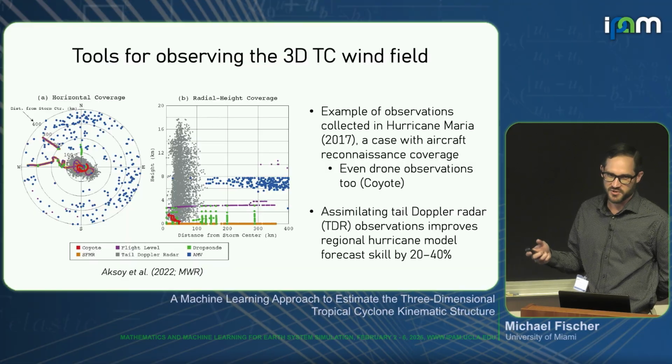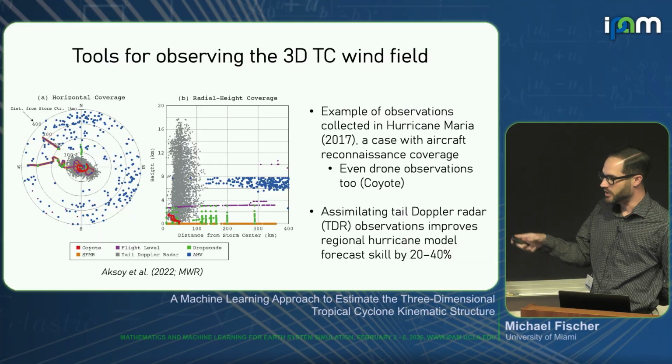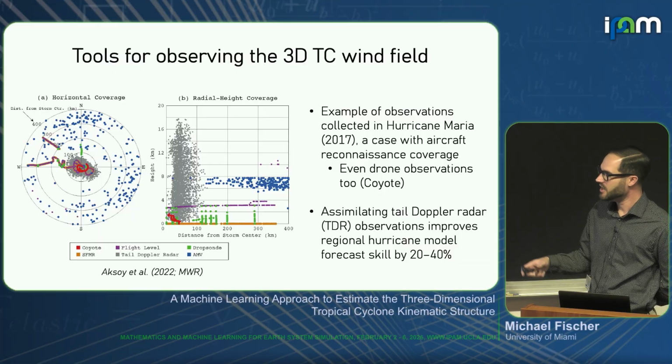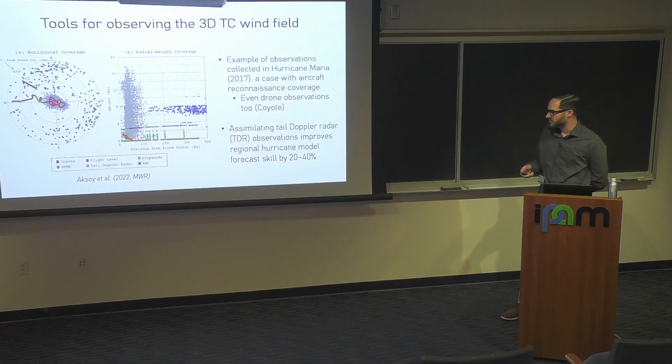But none of these platforms really compares to the amount of observational data you get from the tail Doppler radar system, shown in the gray dots here. You see high density in the plan view plot on the left, and in the radial plot, but this extends throughout a great depth of the troposphere. And so this is an incredibly valuable system.